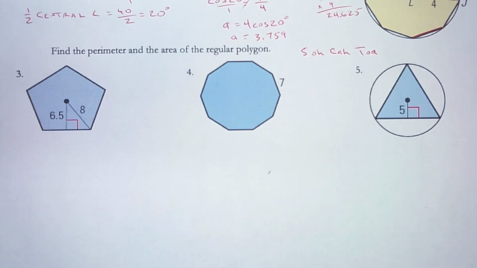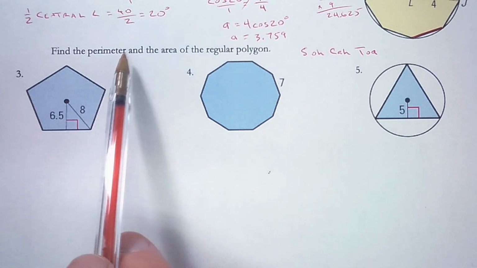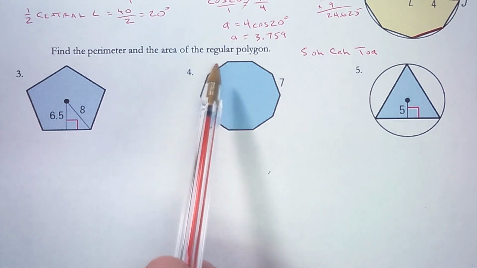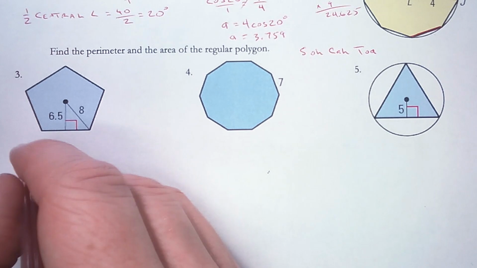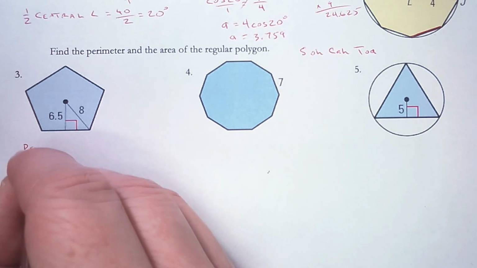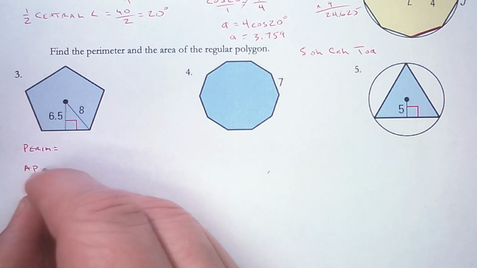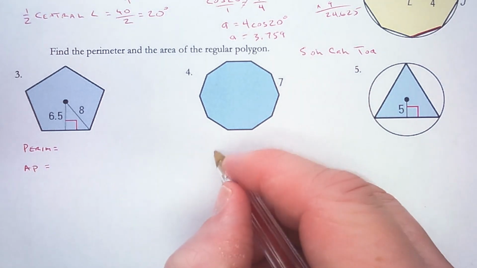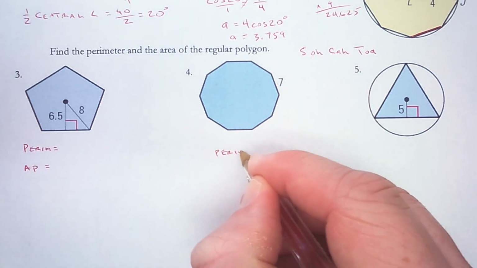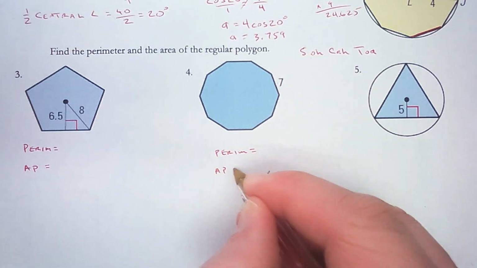We'll continue down here to these last 3 problems where it says find the perimeter and area, but that's not what we're going to do right now. We're going to find the perimeter and the apothem. So for each one, perimeter and apothem.